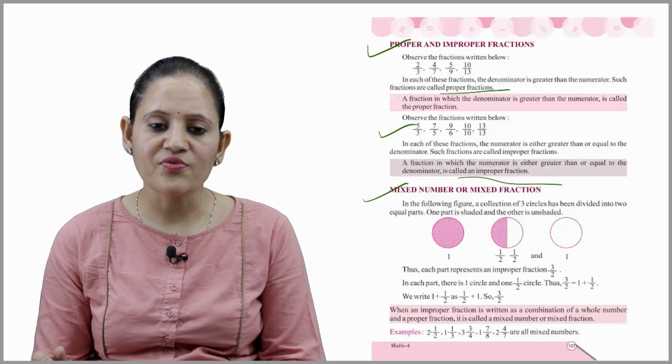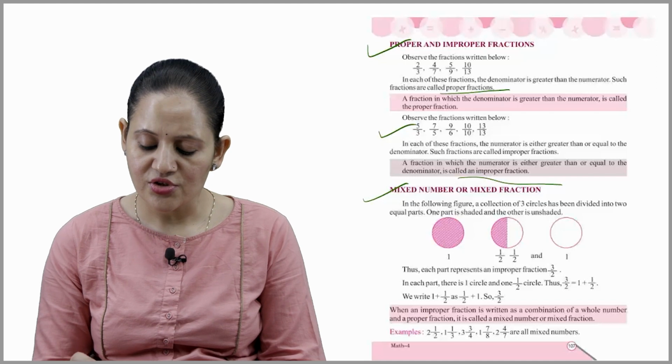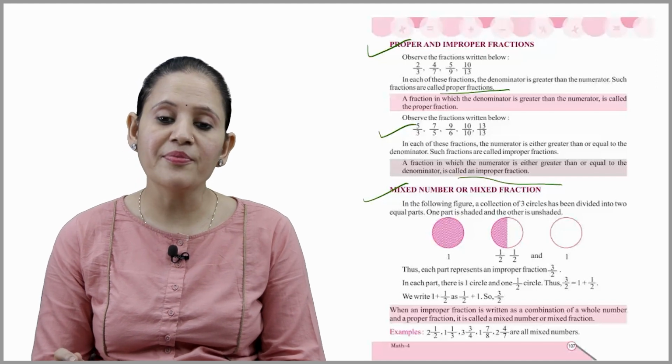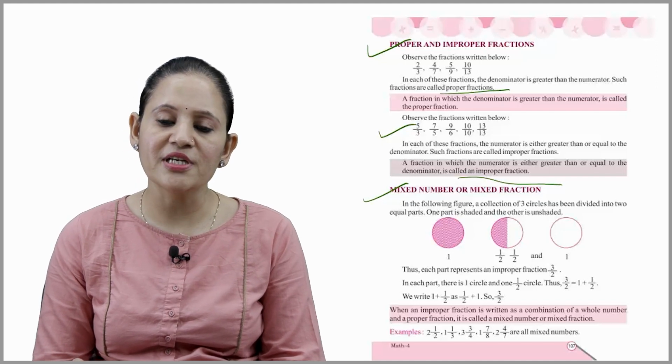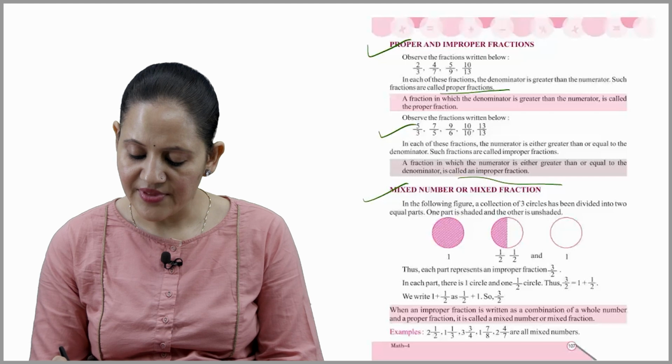We'll write it as 1 plus 1 by 2, that is equal to 3 by 2. So when an improper fraction is written as the combination of a whole number and a proper fraction, it is called a mixed fraction or mixed number.